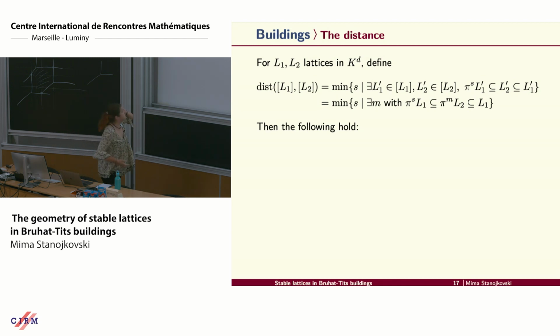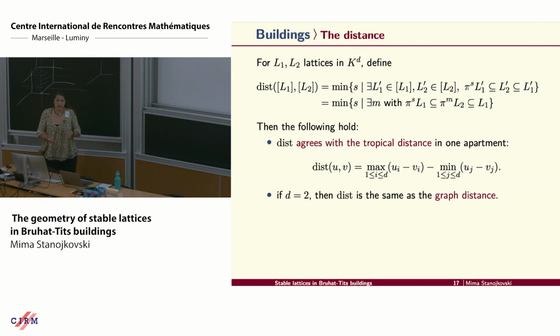So this is the distance, and you can write it in those ways, but this is the intuitive idea. What is nice is that if we fix a basis, then we work in one apartment, and there we know that tropical geometry plays a role. So if I take a ball, take the building and intersect it with one apartment, then this distance agrees with the tropical distance in the apartment.